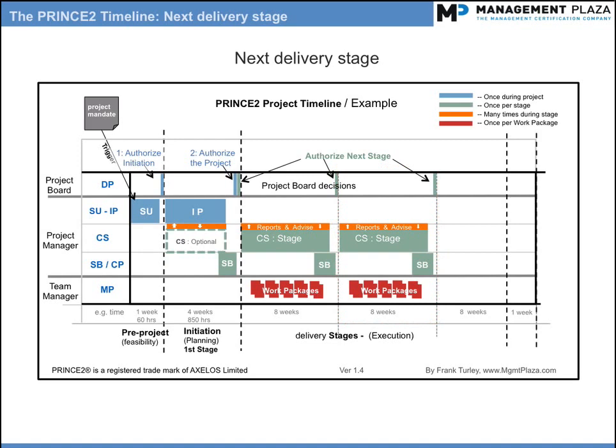The project board decision. The project board will carry out the same activities when making this decision as described at the end of the last stage. Timing. In this example, the current stage is the same length as the last stage, and again, this can vary depending on the project. The project board can also decide to shorten the stages if they want more control of the project, and vice versa.